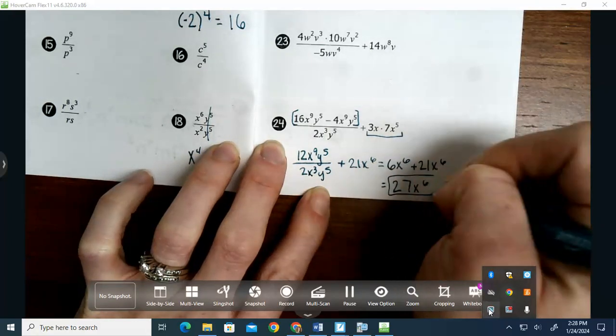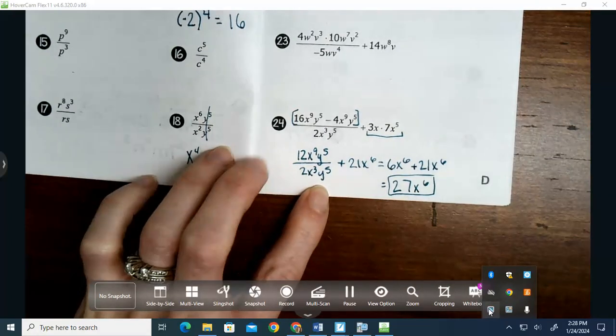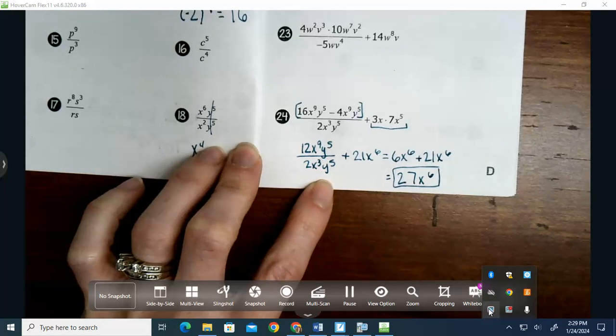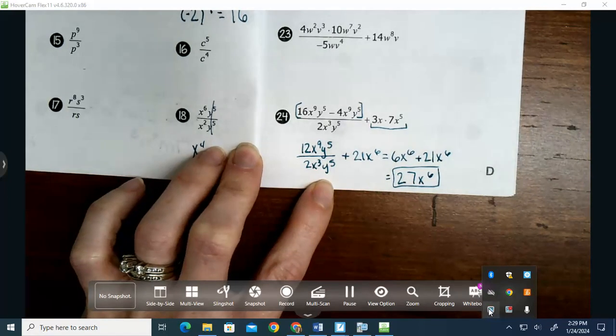So that problem is probably the most complicated one we've done so far. It had all of our exponent rules within it. Any questions on that one?